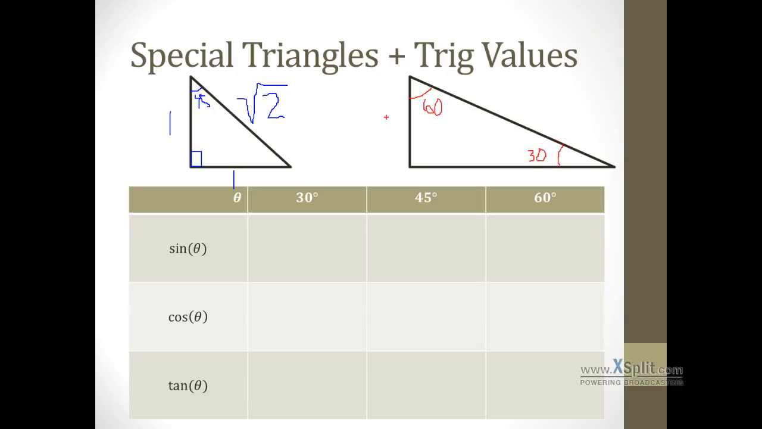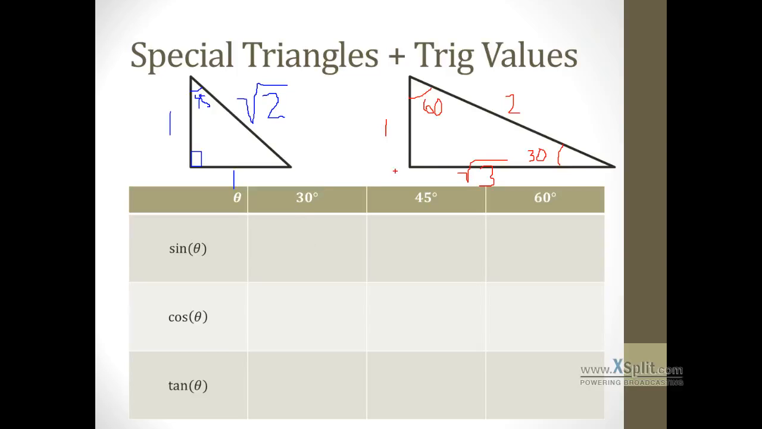I'm going to label one of my sides 1 according to special triangles. And remember, if you're having trouble with special triangles, check out the last video. Hypotenuse is always double the size of the short side, so 1 doubled is 2. And then the last side is whatever the short side is multiplied by root 3, so 1 times root 3 is just the square root of 3.